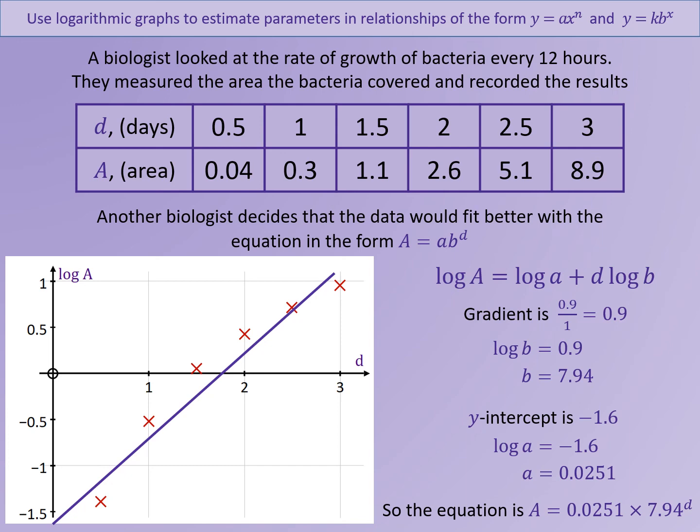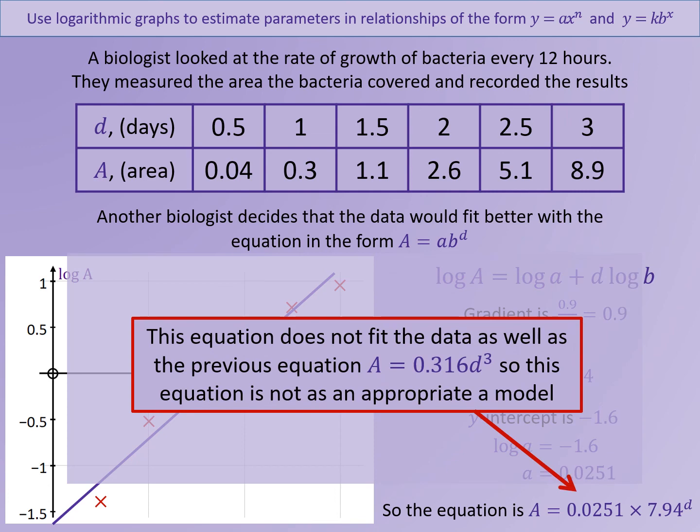So I found my values for a and b, and I can substitute those now back into the original equation that my biologist thinks is a good model for this data. And there I have my final equation. Now I can check to see how close that is as a representation.